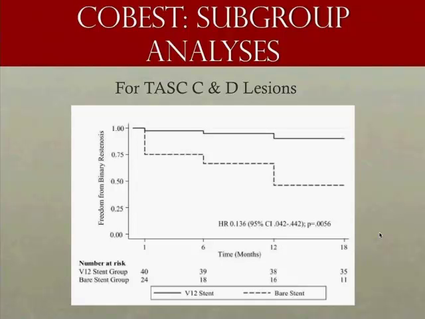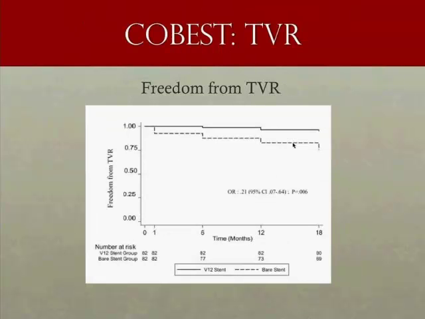And what I found to be the most interesting of the study was that during subgroup analyses, for patients with TASC C and TASC D lesions, freedom from binary restenosis was still higher for patients who had received the covered stent. So again, despite them having more complex disease, they seem to do better in terms of binary restenosis. But again, it's binary restenosis. It's not necessarily a clinical endpoint. And finally, freedom from target vessel revascularization also favored patients who had received the covered stent.